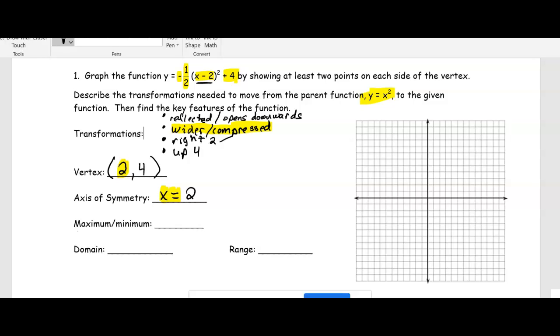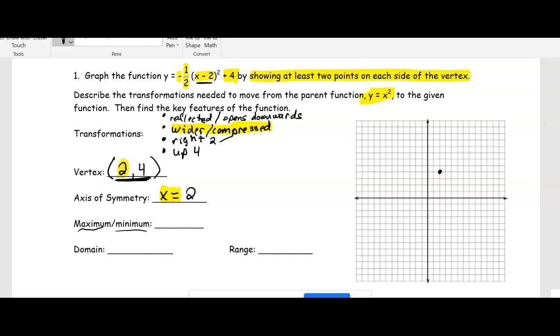Now, let's go ahead and graph, and then we'll talk about the maximum and the minimum, even though we could probably do that without graphing, but we're going to graph this now. So what I want you to do is graph this parabola. I want you to show at least 2 points on each side of the vertex. So here's what that references. First, we can graph the vertex without a problem. So here's our vertex. Go ahead and plot that point. All right, so the point (2, 4) is our vertex.